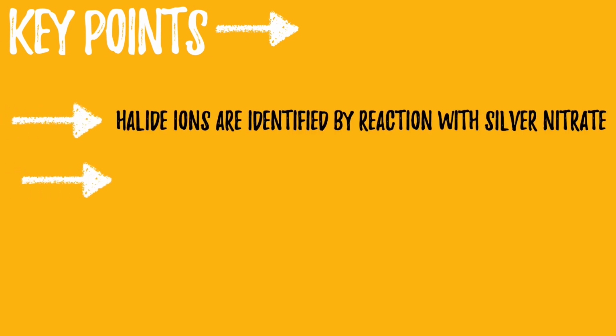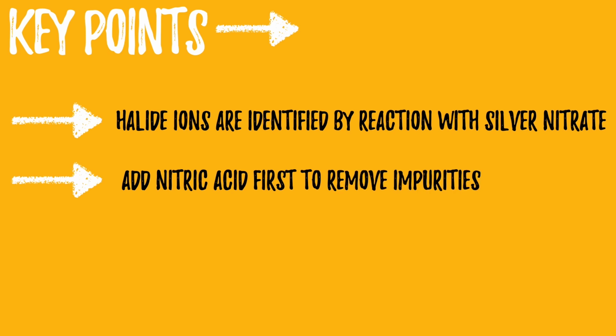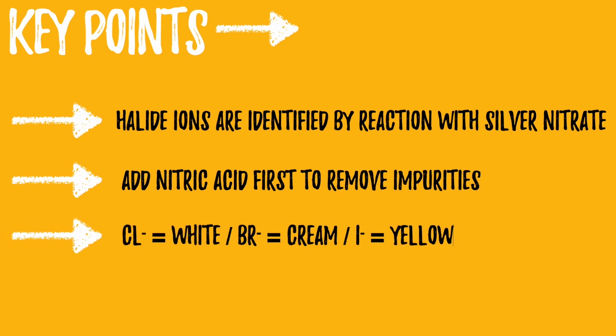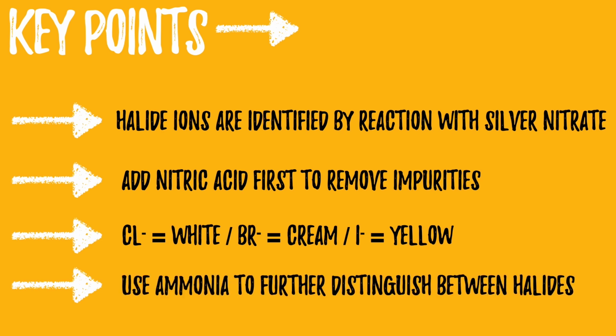Now, to finish with those key points, halide ions are identified by the reaction with silver nitrate. Remember to add the nitric acid to remove the impurities. Don't forget your colours, so chloride ions are white precipitates, bromide ions cream precipitate, and iodide ions are a yellow precipitate. And don't forget that you can use different concentrations of ammonia to distinguish between those different halides once you've tested them.